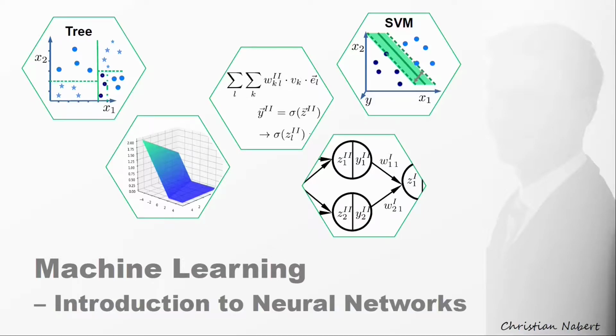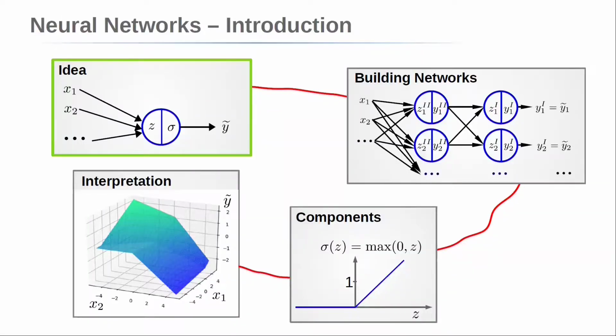This lecture gives an introduction and a basic understanding of artificial neural networks. First, the idea behind artificial neural networks is presented. Then, we will take a look on how to build such neural networks, starting from a single neuron up to more complex, deep neural networks. After that, we examine the individual components of artificial neural networks, such as activation functions. We learn to understand the output of a neural network.